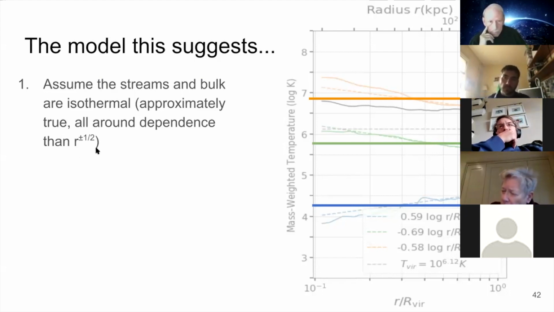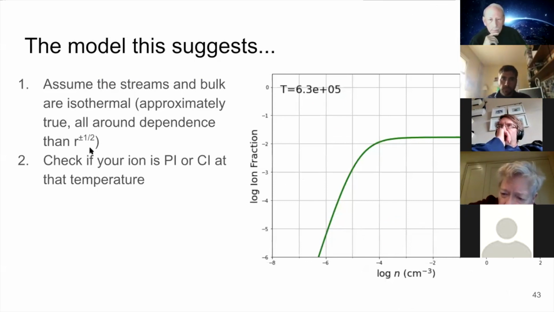And since these all have dependencies of about r to the 1/2, less than linear, we're just going to do that. That may have some effects later. But if you do that, then you can look at these temperature snapshots, which we know what they look like, and check if it's photo or collisionally ionized at that temperature. So in this case, at this temperature, it would be collisionally ionized because that's the shape of this.